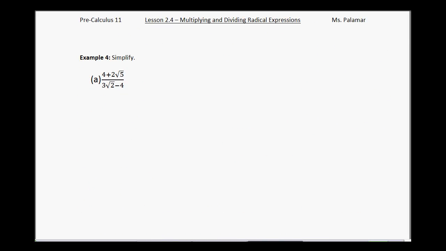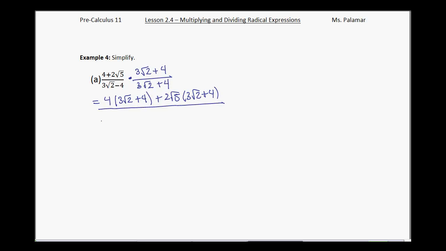Example 4. Simplify. 4 plus 2 root 5 divided by 3 root 2 minus 4. So, we need to rationalize by multiplying by the conjugate. The conjugate here is 3 root 2 plus 4. And we do that to the numerator and the denominator, right? That will give us, let's use our distributive property, 4 times 3 root 2 plus 4, plus 2 root 5 times 3 root 2 plus 4.